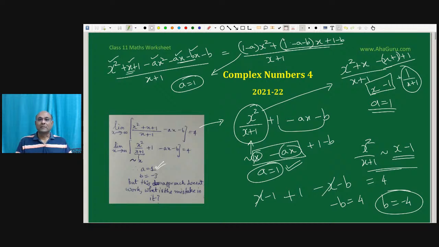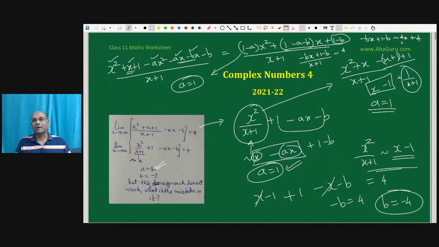That means this term and this term, right? You want it to be 4, right? How do you make it 4? Substitute a equals 1. So first of all, this will cancel out. You're going to get minus bx plus 1 minus b by x plus 1 must behave like 4. So which means the numerator must behave like 4x plus 1. Sorry, 4x plus 4. So minus b plus 1 minus b must behave like 4x plus 4.